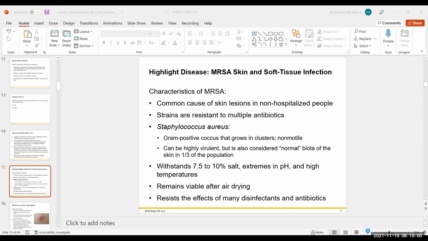You can also get osteomyelitis. Osteomyelitis is dastardly hard to treat because it's very hard to get drugs into the bone. Or septic arthritis.